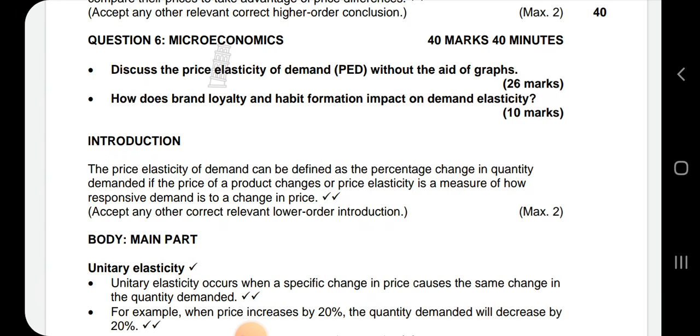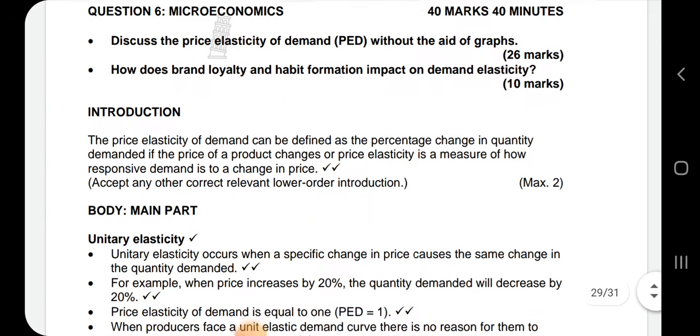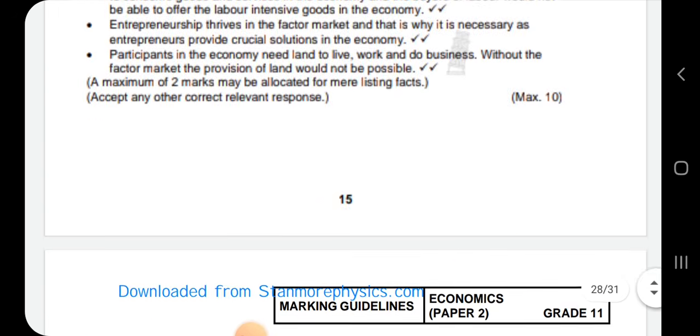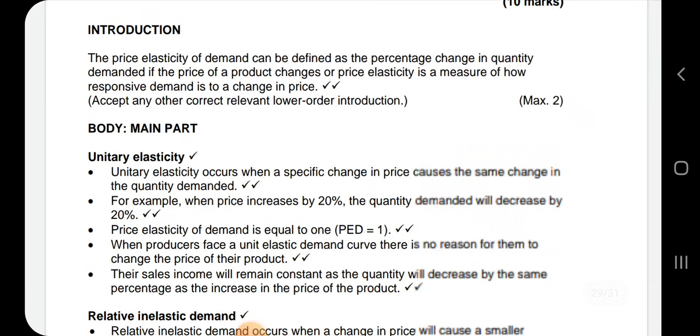We have question 6. Discuss the price elasticity of demand without the aid of graphs. That is where you're going to draw your introduction. You're going to draw it from price elasticity of demand. The price elasticity of demand can be defined as the percentage change in quantity demanded if the price of the product changes, or price elasticity is measured on how responsive demand is to change. So this is the same thing. These two topics fall under the same category.